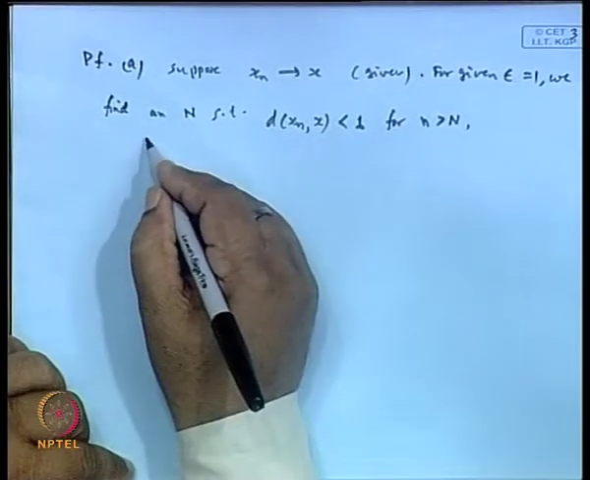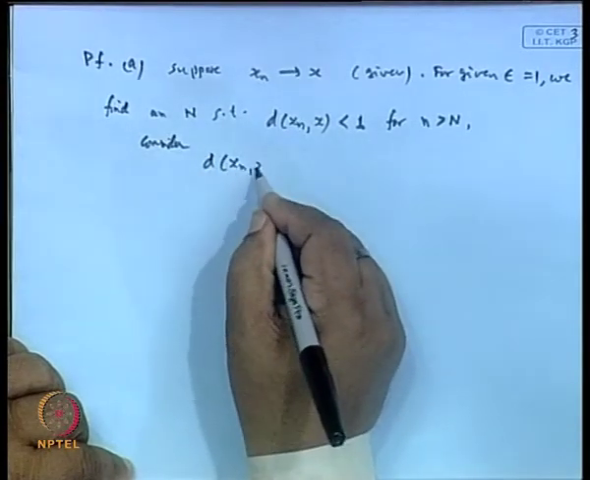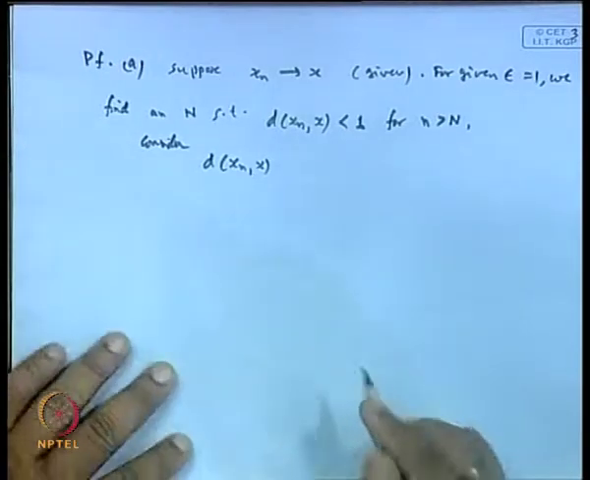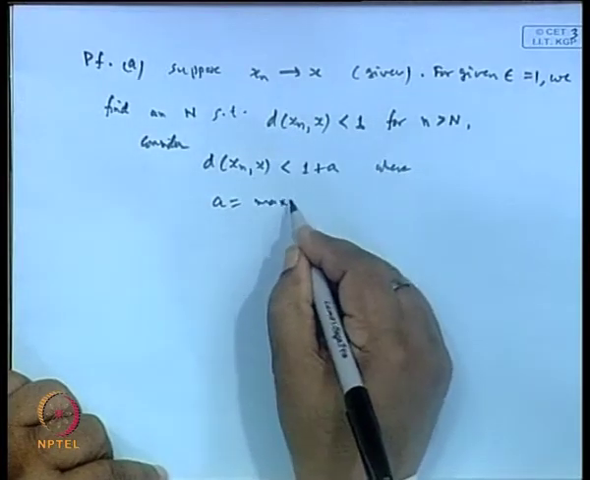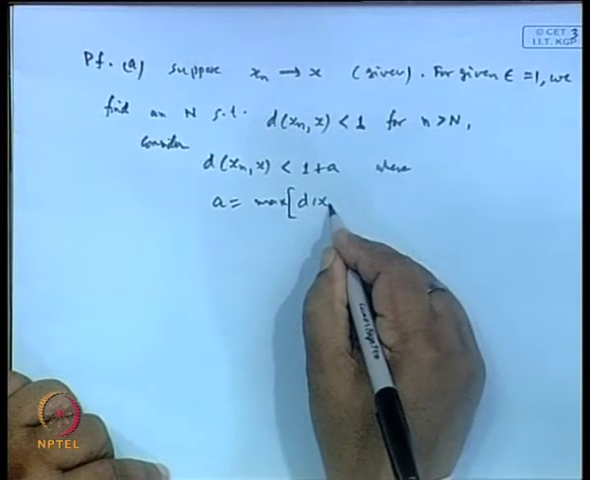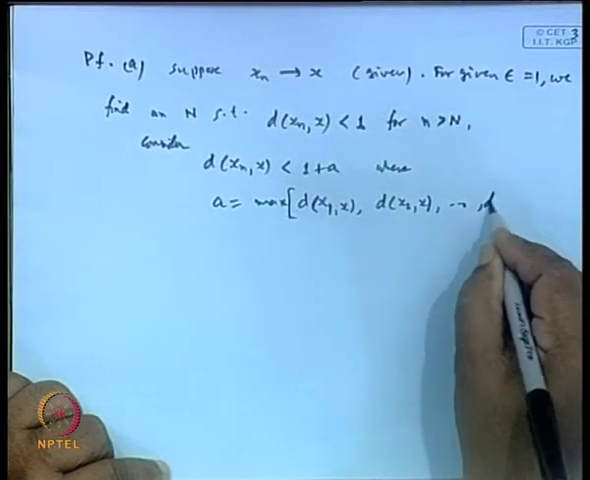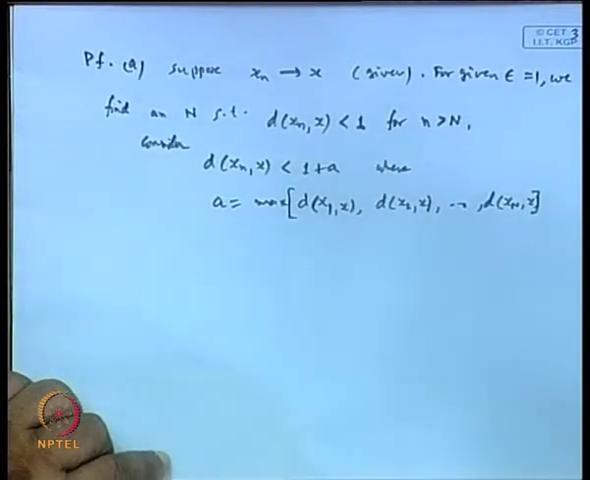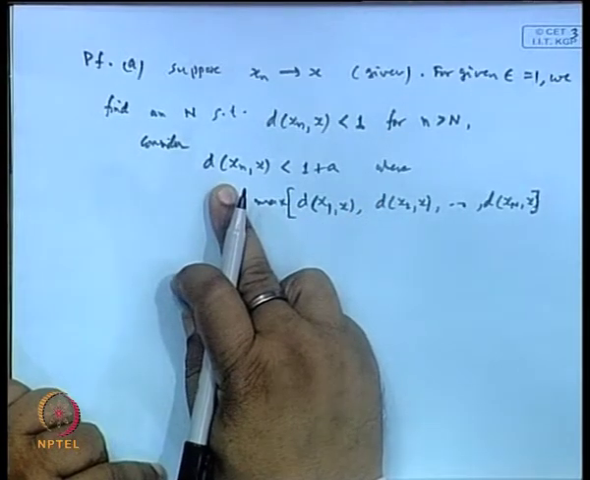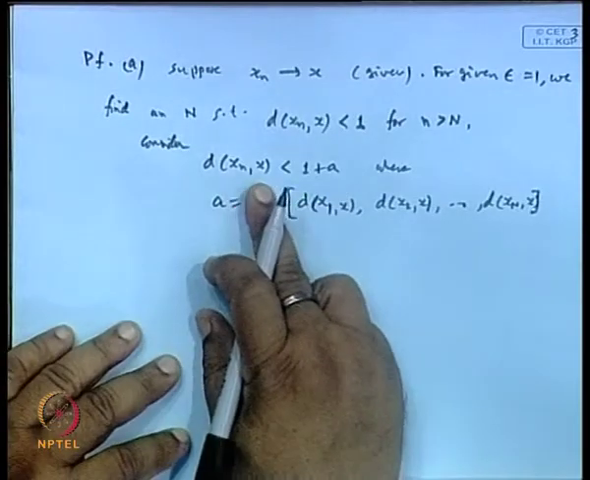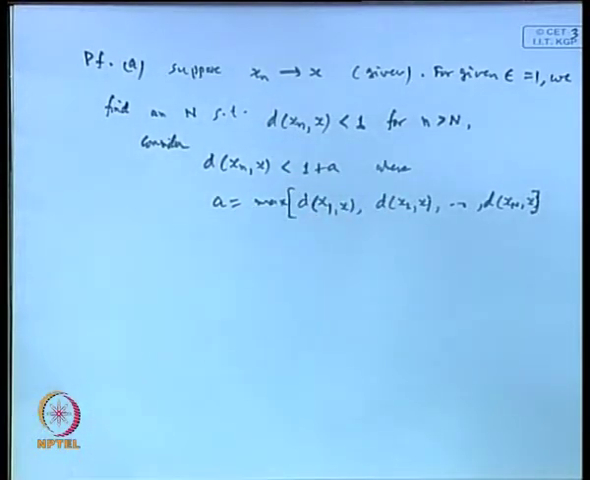So, let us consider d(x_n, x). We claim that this is less than 1 plus a, where a stands for the maximum of d(x_1, x), d(x_2, x), up to d(x_N, x). If this is true, then obviously the point set {x_1, x_2, ...} will be a bounded set, because d(x_n, x) is less than 1 plus a. So, the supremum taken is finite, therefore the convergent sequence will be a bounded sequence. Okay. Now, how does this follow?